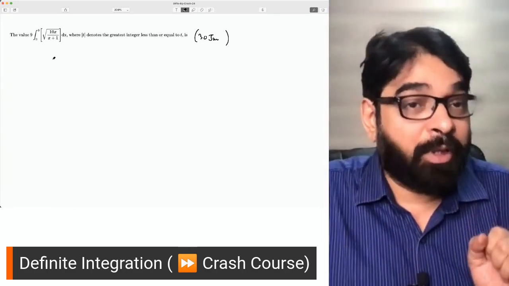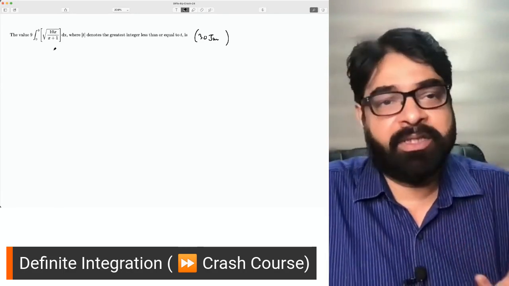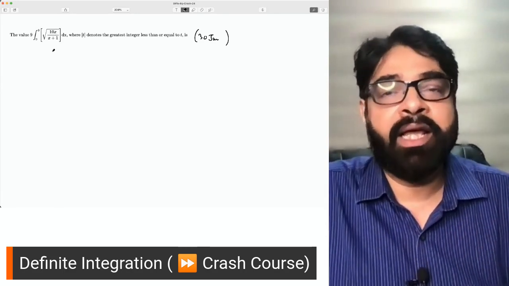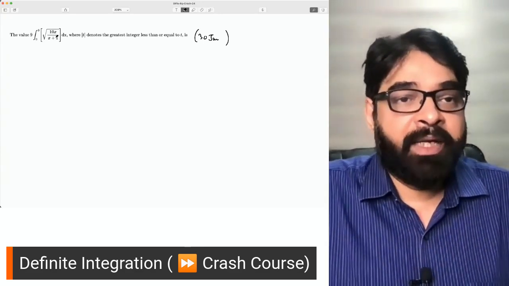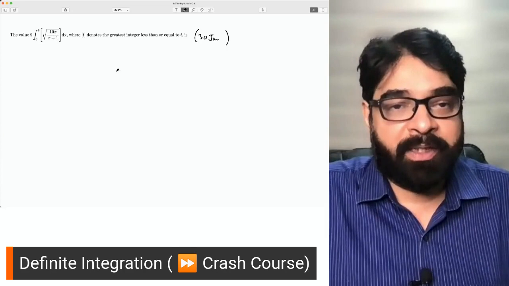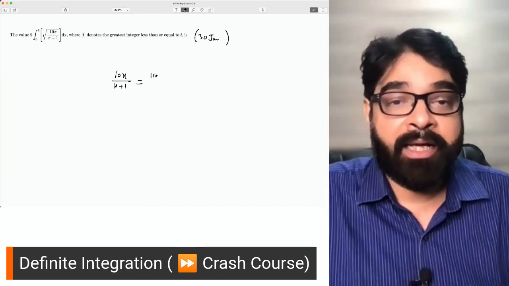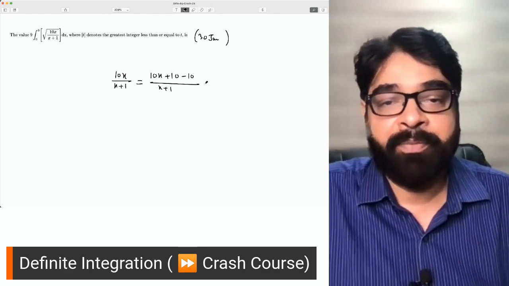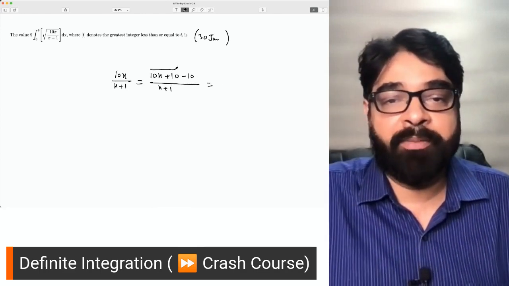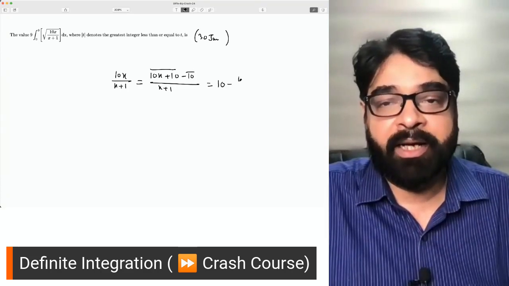First thing is that I have to understand whether this will be an integer or not. If it's not an integer, why should I waste my time? I can directly solve the question. So check it here: 10x by x plus 1. Write it in integer format. I can write 10x plus 10 minus 10 divided by x plus 1, which is 10 common from this pair, so x plus 1 gets cancelled: 10 minus 10 by x plus 1.